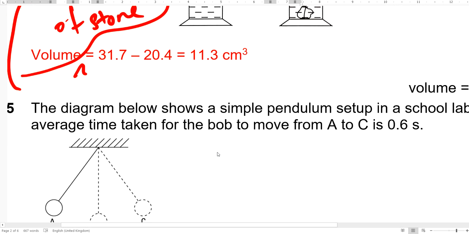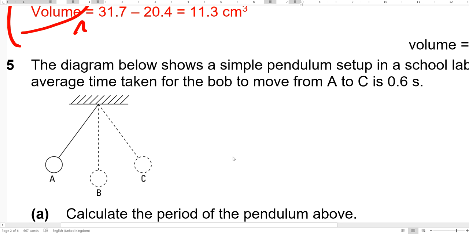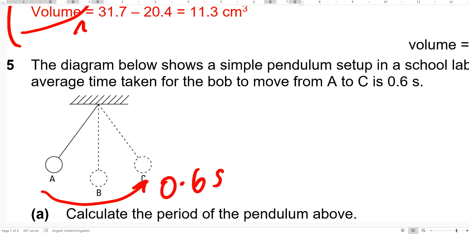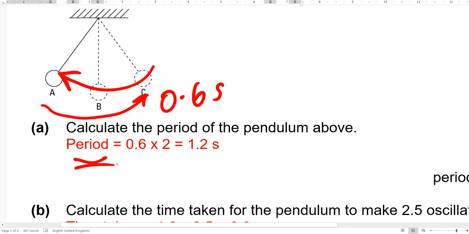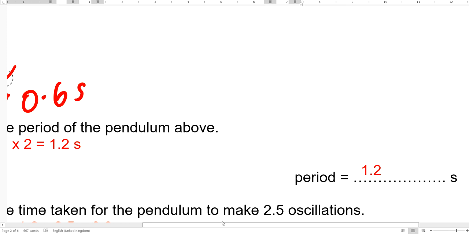Okay, next, a simple pendulum. The time taken from A to C is 0.6 seconds. Now, when it moved from A to C, did it complete one full cycle? It must come back, right? So it must go back to A. So how long do you think it will take to go back to A? Again, another 0.6. So total will be 1.2 seconds. And what is the name of this time? It's known as the period. So 0.6 times 2, you get 1.2 seconds. Easy, huh? Okay, so this is the answer, 1.2 seconds.